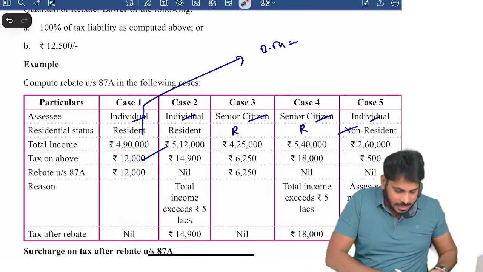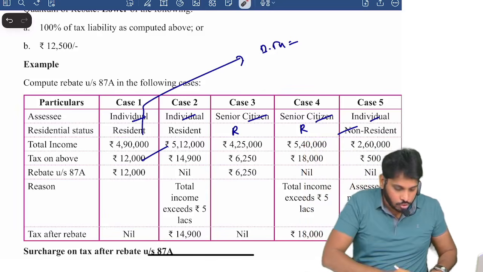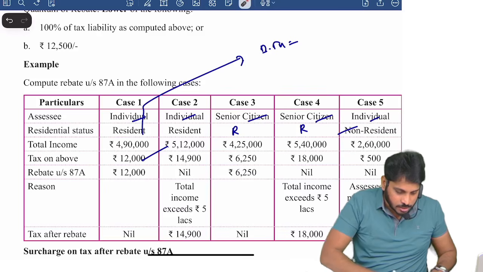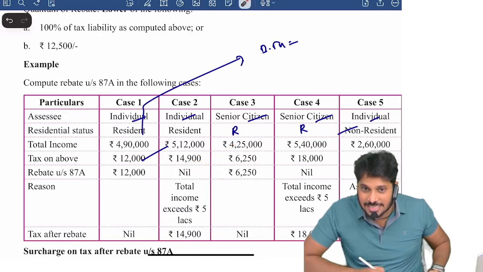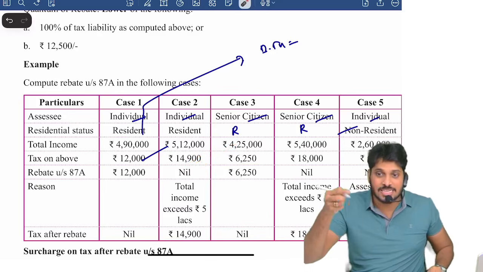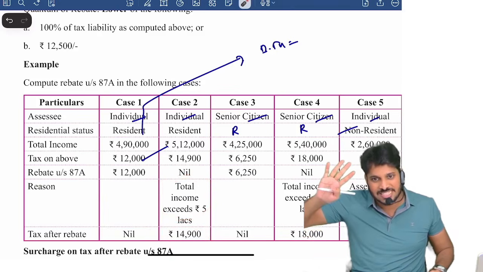Next one, 5,12,000, no rebate at all since income exceeds 5 lakh. Now, how to compute? 2,50,000 into 5%, 12,500, 12,000 into 20%, which is 2,400, so 14,900, correct? Since total income is exceeding 5 lakhs, there is no rebate at all. Therefore, the total tax is 14,900 plus 4% cess.